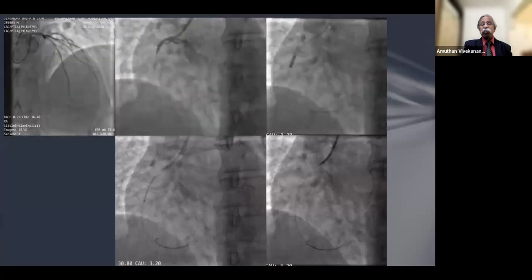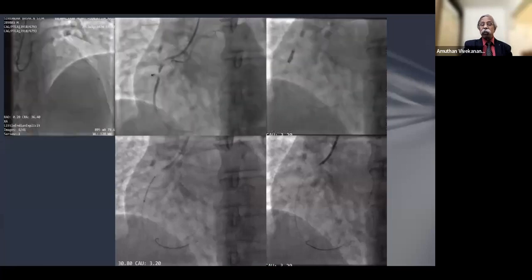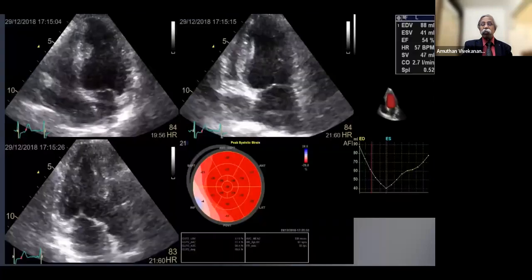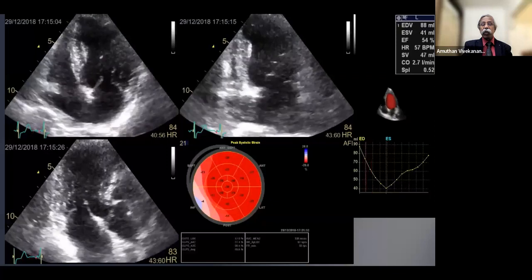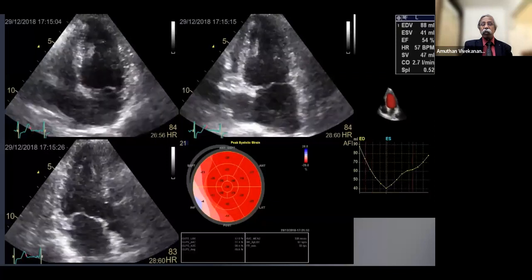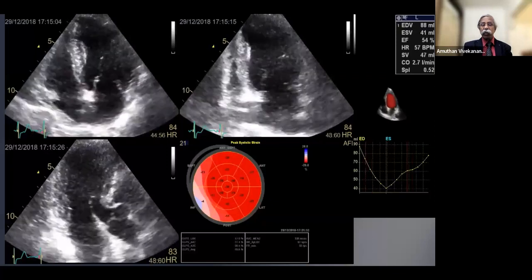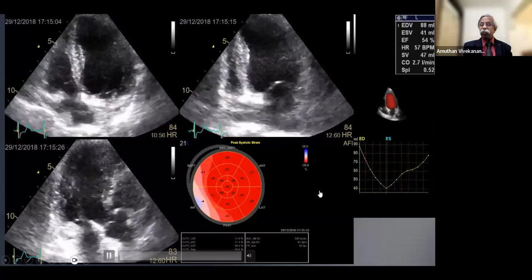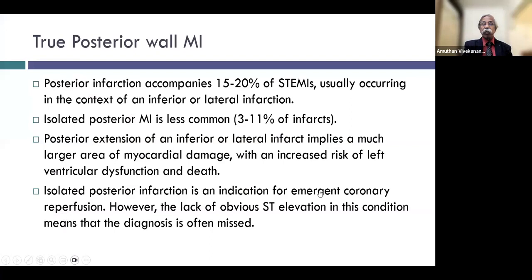The patient was taken up for PCI and stenting. This is the post PCI echocardiogram in triplane view. The regional wall motion abnormality has improved, and the strain abnormality in the strain map has also improved.